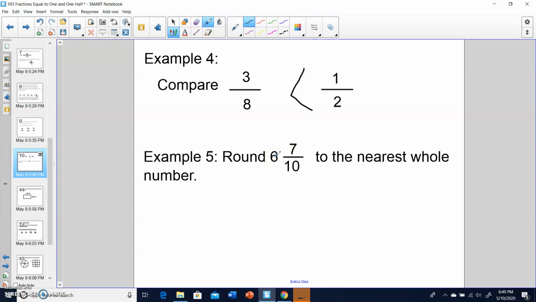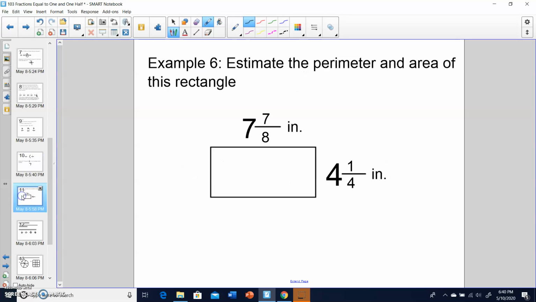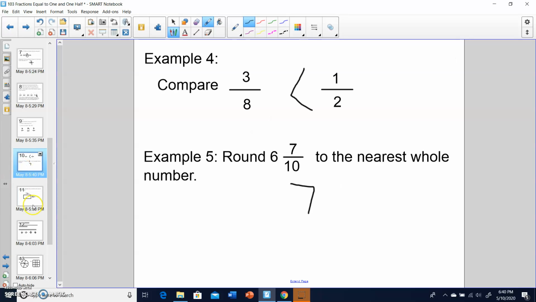Example 5, round 6 7/10 to the nearest whole number. Okay, well, 7/10, is that more or less than half? It's more, so I would round it up to 7. Example 6, I think I missed example 5. Oh, no, example 5, okay.